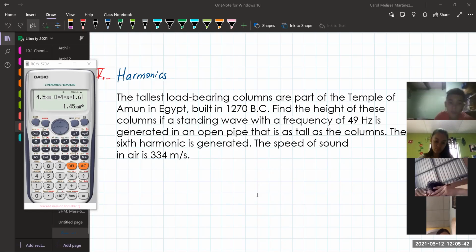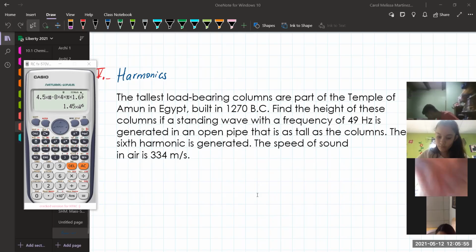The tallest load-bearing columns are part of the Temple of Amun in Egypt, built in 1270 before Christ. Find the height of these columns if a standing wave with a frequency of 49 Hz is generated in an open pipe that is as tall as the columns. The sixth harmonic is generated. The speed of sound in air is 334 meters per second.